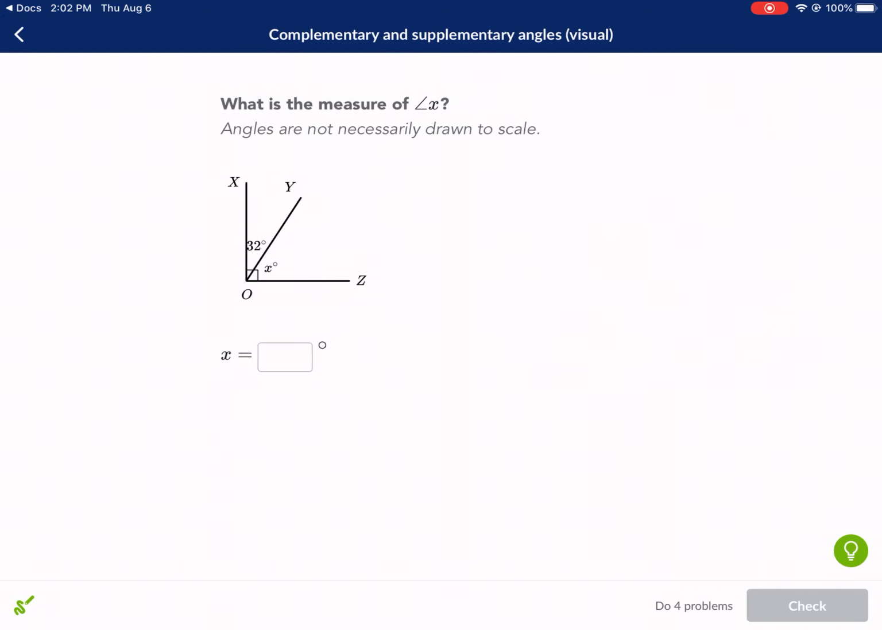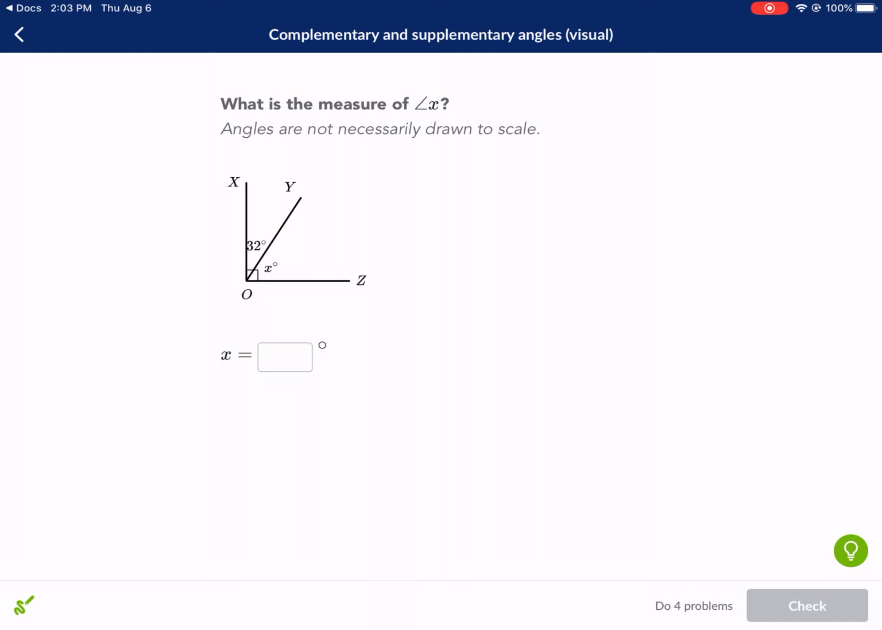Hello everyone, today we're going to be doing a Khan Academy exercise tutorial for complementary and supplementary angles. This is a pretty basic Khan Academy exercise that just introduces the concept of complementary and supplementary angles. So let's just dive right into it.